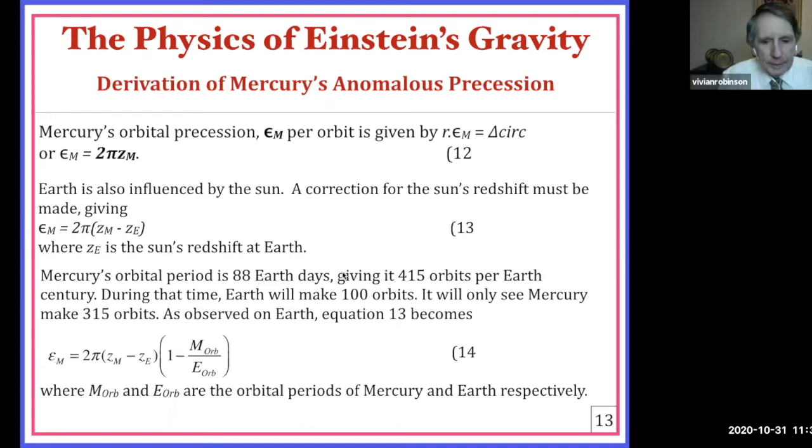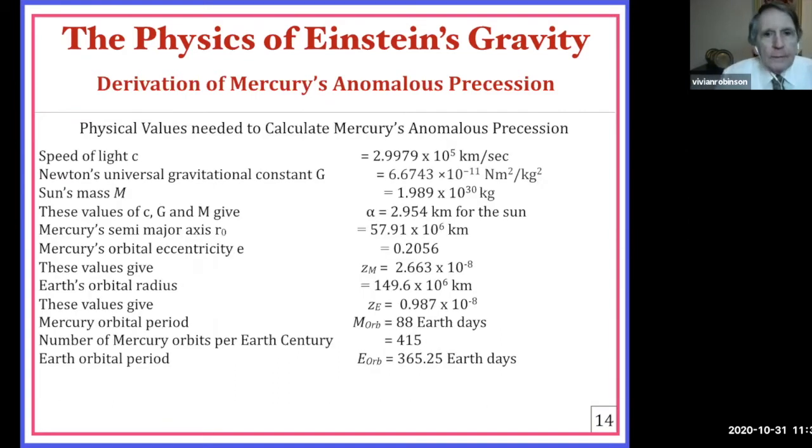Mercury's orbital period is 88 days, giving it 415 orbits per Earth century. During that time, Earth makes 100 orbits. It will only see Mercury making 315 orbits. So as observed on Earth, equation 13 now becomes epsilon m equals 2 pi times Zm minus Ze multiplied by 1 minus m orb over E orb, where m orb and E orb are the orbital periods of Mercury and Earth respectively.